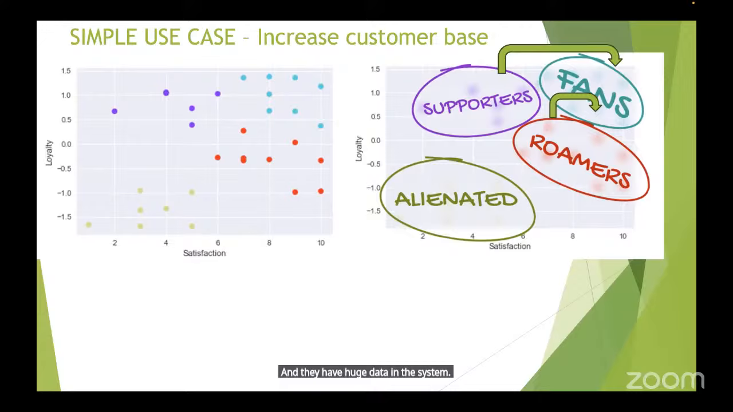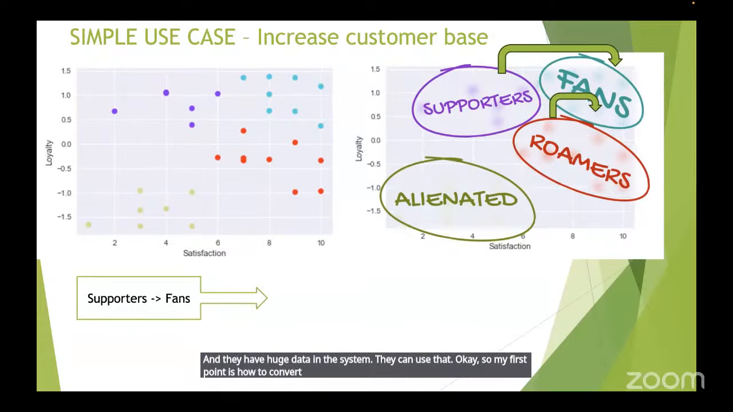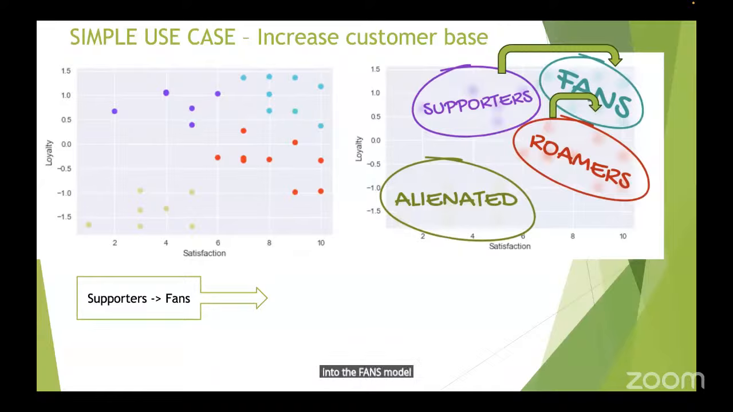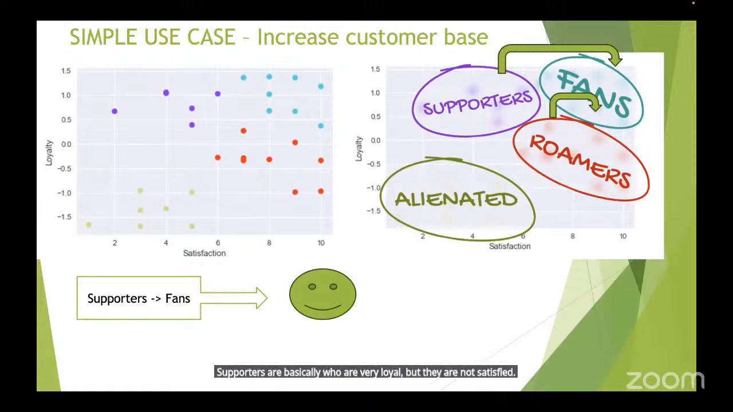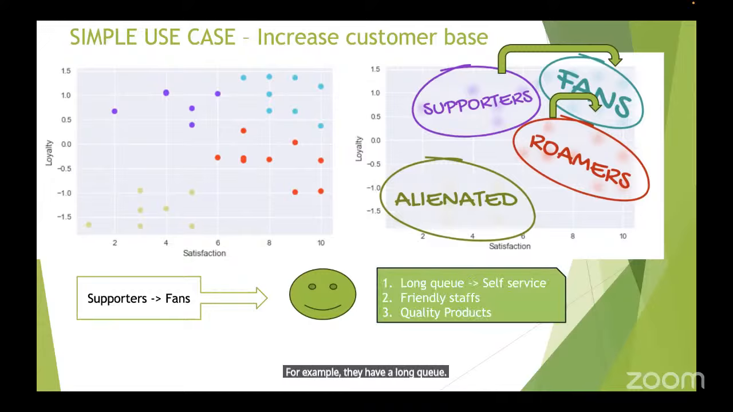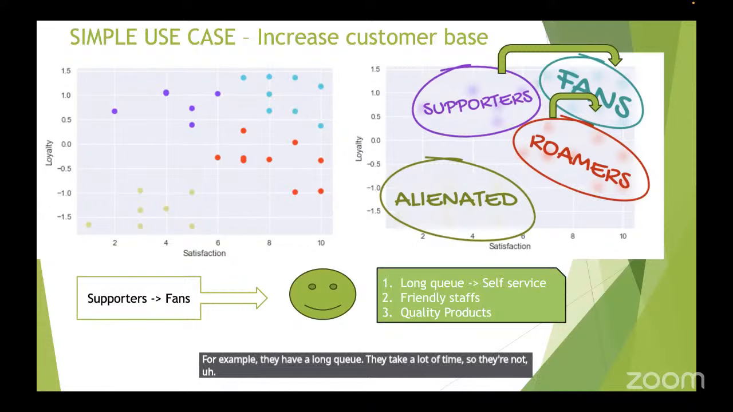They can use that. So my first point is how to convert the supporters into the fans model. How do I do that? Supporters are basically very loyal, but they are not satisfied. Maybe they're dissatisfied for some reasons. For example, they have a long queue and took a lot of time, and they don't want to spend too much time. How do we solve that?